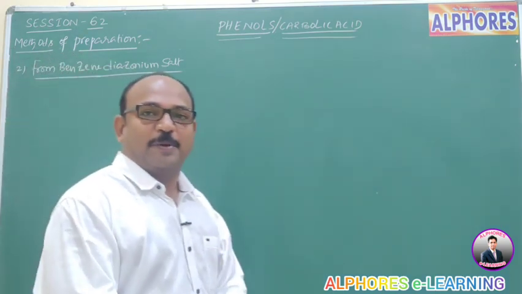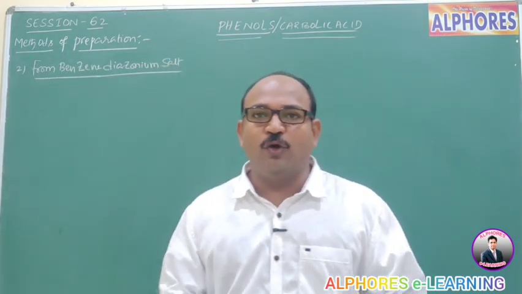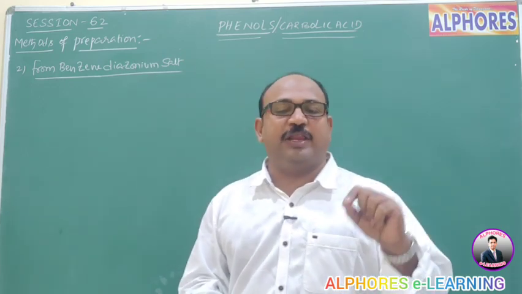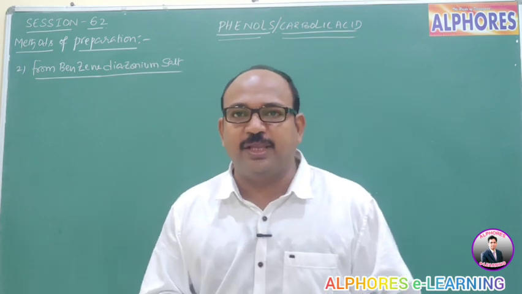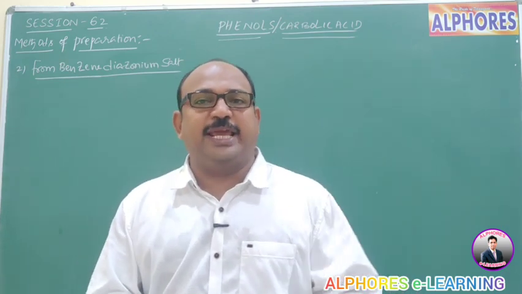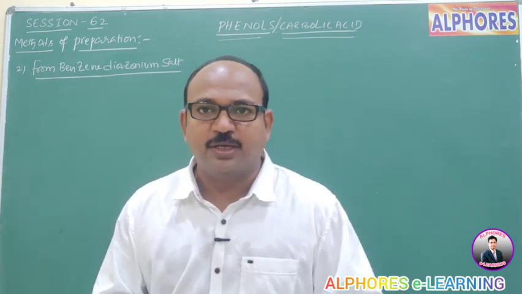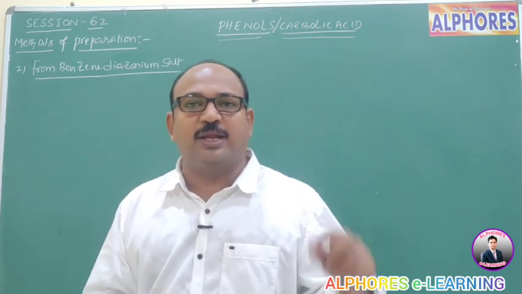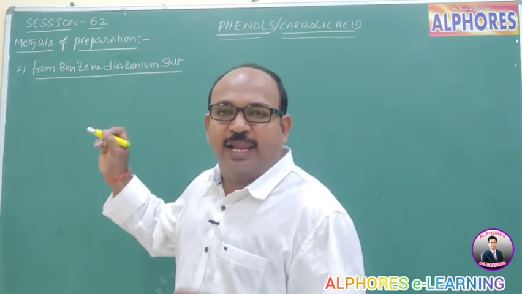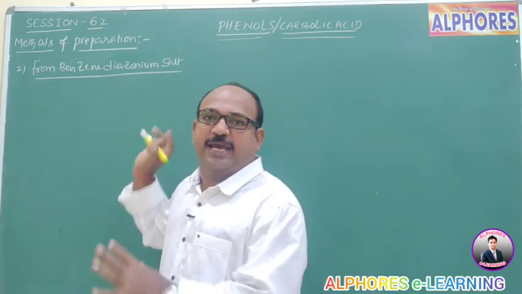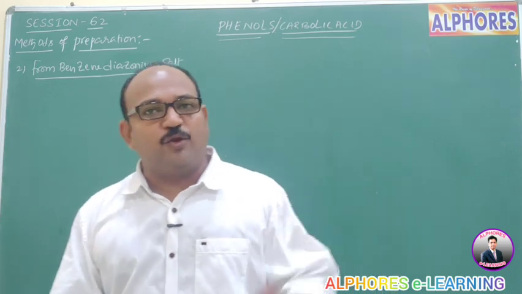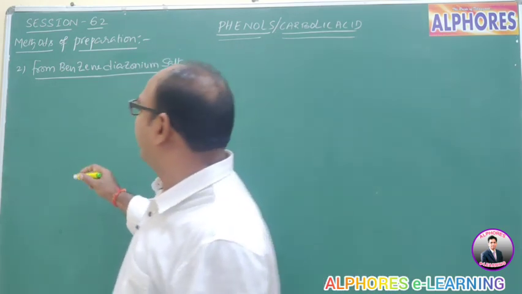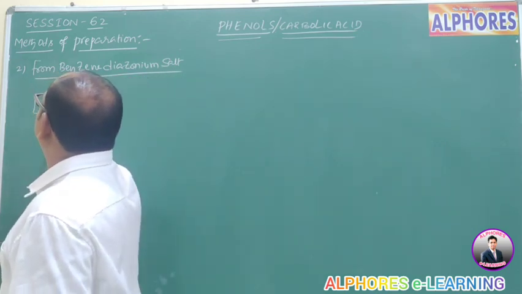Now the second method of preparation of phenol is from benzene diazonium salt. As we know very well, where do we get benzene diazonium salt? Upon diazotization of primary amines. So if you want to prepare benzene diazonium salt, we need to consider aniline. Aniline upon diazotization gives diazonium salt. Again, where do we get aniline? Aniline is nothing but a ring containing NH2. Let us start from benzene onwards.